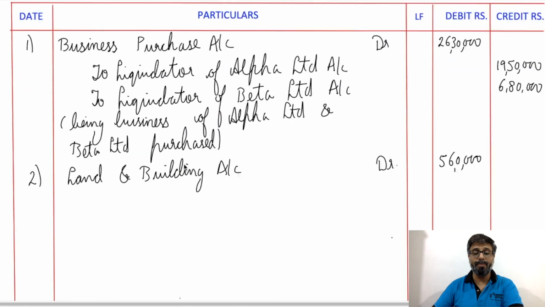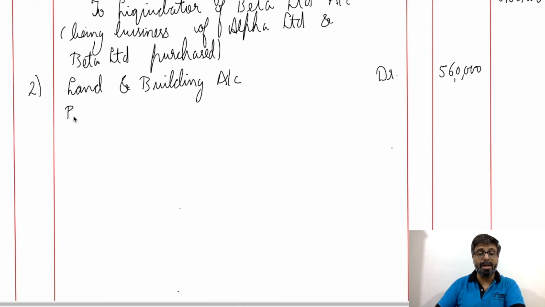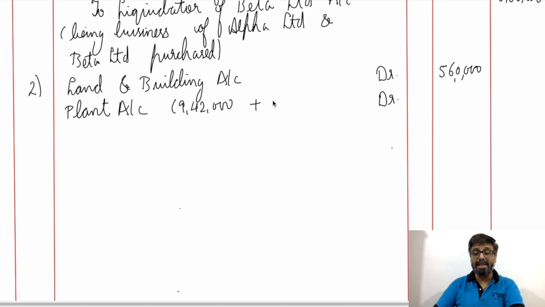We will record now. Plant account debit 9,42,000 plus 3,60,000. So in Gamma Limited now the plant is worth 13,02,000.